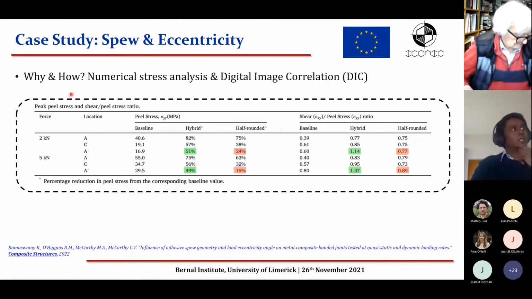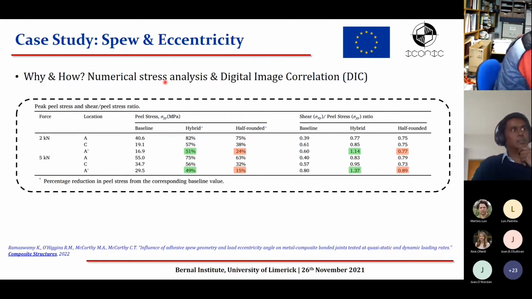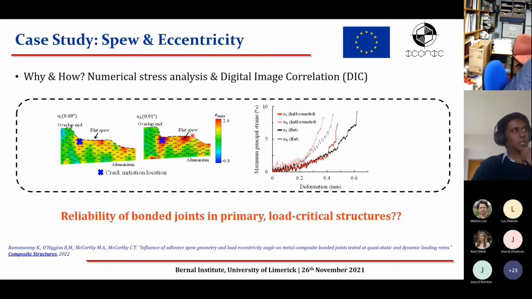Now, for people who are interested in why and how, we ran an extensive numerical analysis using finite element analysis, and we ran digital image correlation to look at the effect of different spew shapes. I won't go into the details, in the interest of time.